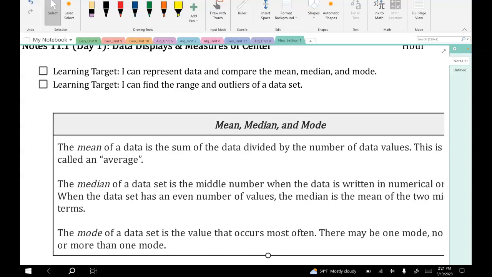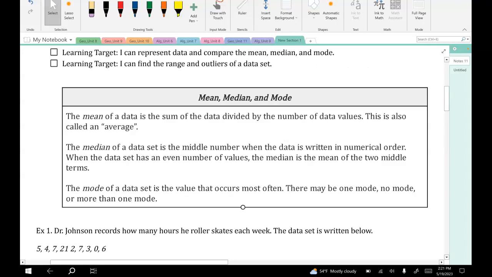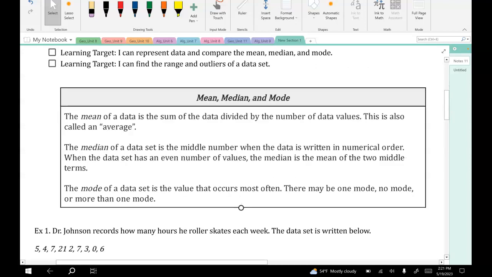Sometimes they're just called the 3 M's, where your first one, mean, is the sum of all your data divided by the number of data values. So add up all your data together to get a number, then divide that by the number of data points or values you have. We also call mean, that's just another word for average.